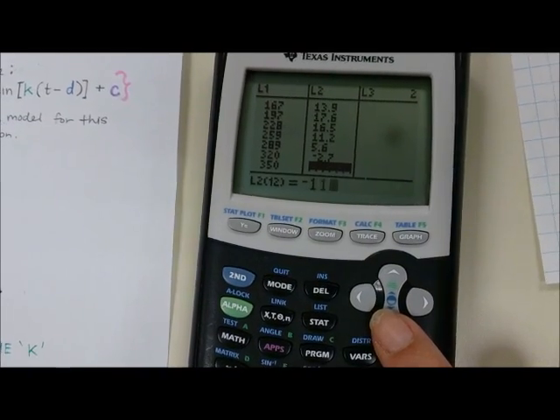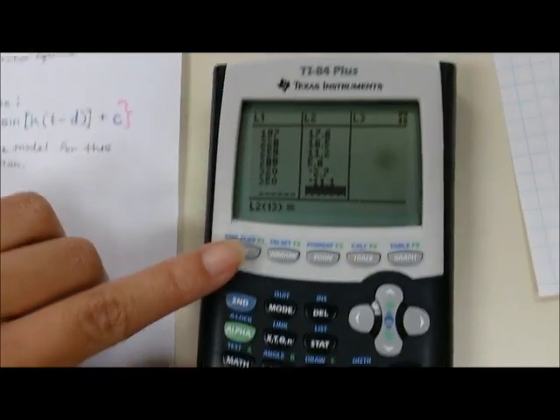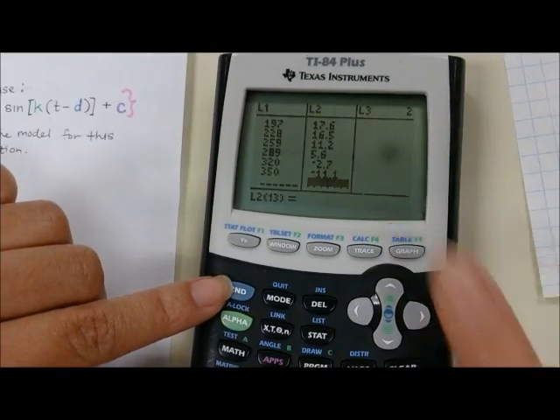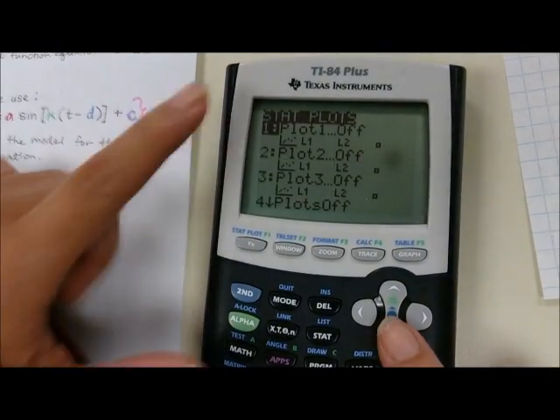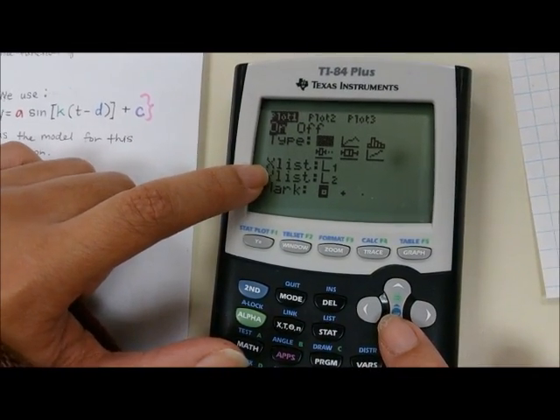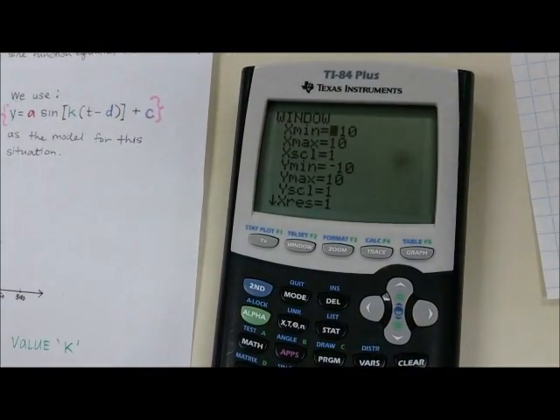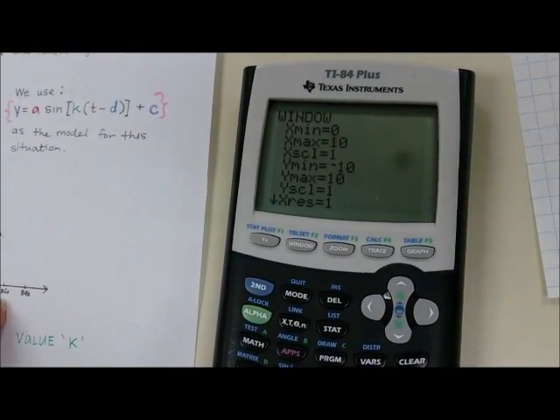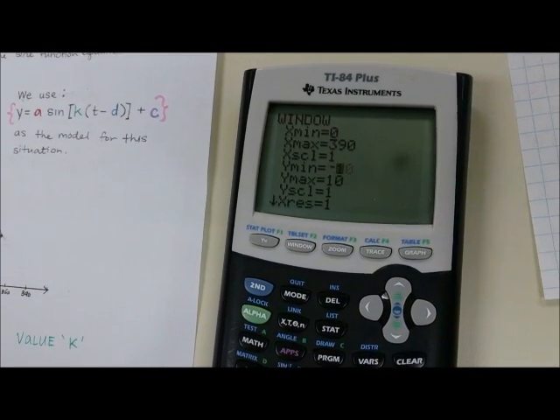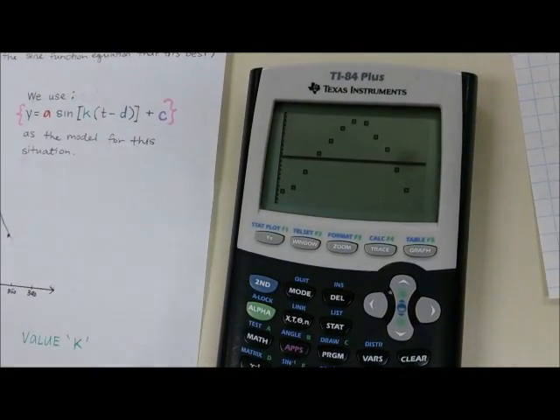Once we have that in the stat plot, we press enter. We press second stat plot, and we turn this stat plot on, and make sure X is L1 and Y is L2. We adjust the window settings. Our X minimum should be 0. The max days would be approximately 390. Y min would be negative 20, Y max 20. And if we graph it, we get the stat plot of the data.